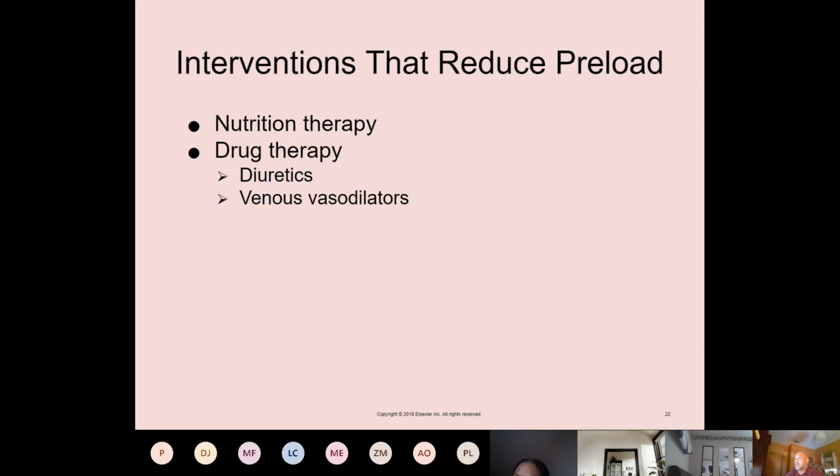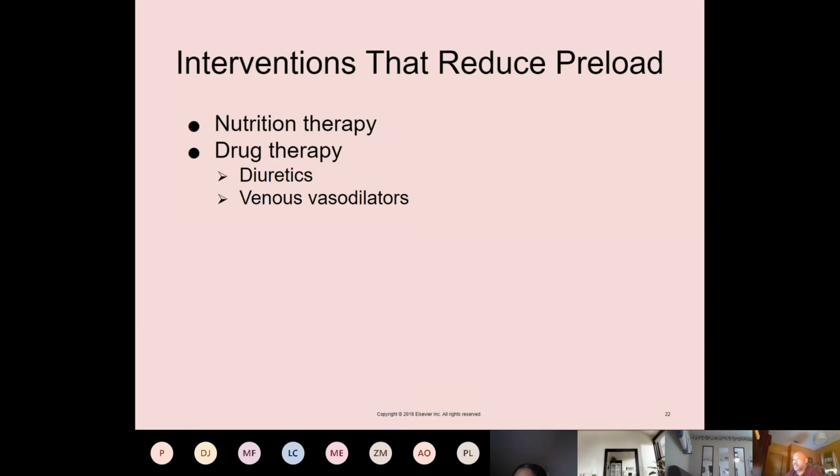All right, so we're talking here about interventions that reduce the preload. There's nutritional therapy. There's also drug therapy, such as your diuretics and your venous vasodilators. When there is increased fluid in the ventricles, the cardiac muscles are overstretched and the ventricles will contract less forcibly, such that occurs in heart failure. Now, interventions are needed to reduce the preload by decreasing the volume and the pressure that is in the left ventricle. This will lead to decreasing ventricular muscle stretch and contraction. So you want to make sure you do interventions to decrease the preload. These interventions are needed in patients with heart failure who have total body sodium and fluid overload. They have too much.